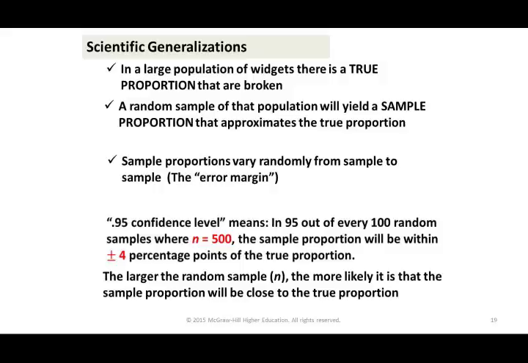But to get at the true proportion, we do a random sample of that population, and that will give us our sample proportion. So we'll know from our sample the proportion or the percentage or the amount of broken widgets we have, right? And then the sample proportion is going to vary randomly from sample to sample. Remember, we call this the margin of error. The next thing to remember is that the larger the random sample, the more likely it is that the sample proportion will be close to the true proportion.